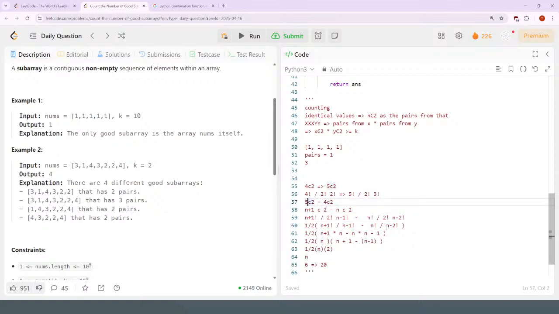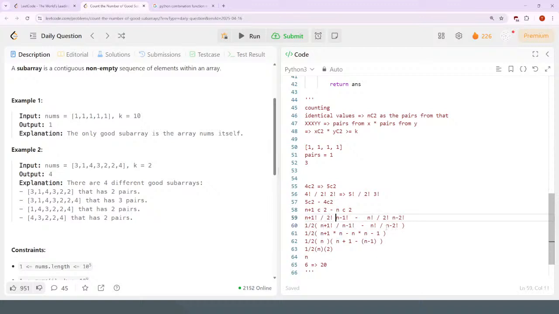Okay. N plus 1 choose 2 is n plus 1 factorial divided by 2 factorial times n plus 1 minus 2 factorial, which simplifies to n minus 1 factorial. And n choose 2 is n factorial divided by 2 factorial times n minus 2 factorial. Seems fine.